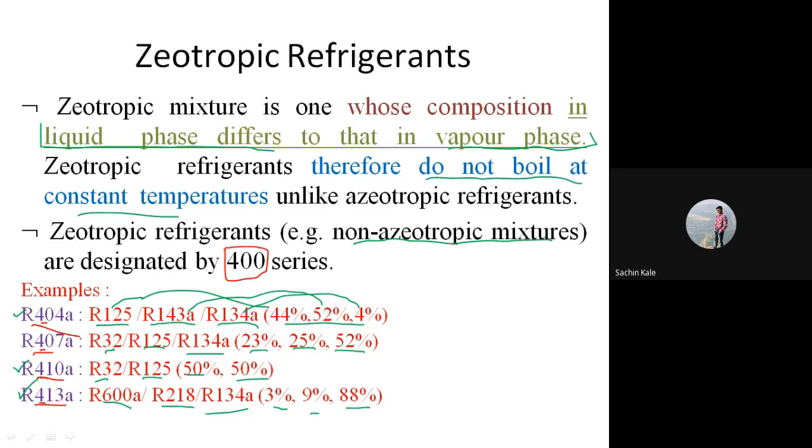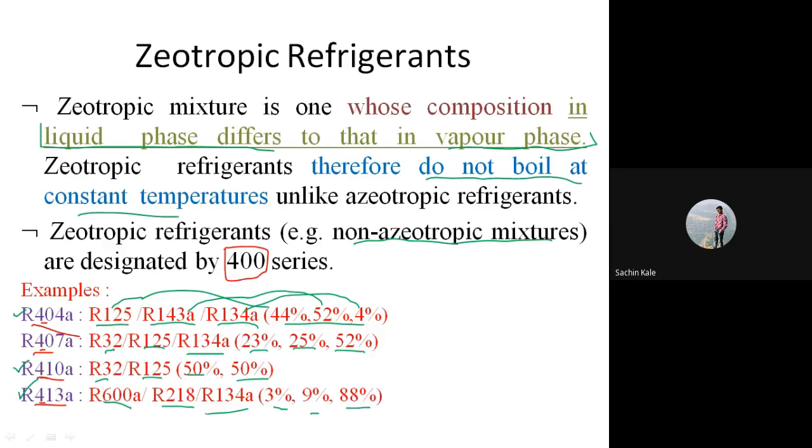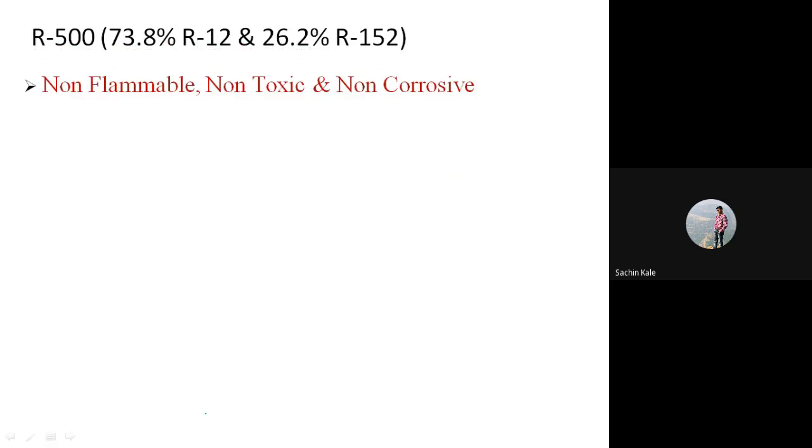Out of the azeotropic refrigerants, the most commonly used are R500 and R502. R500 is 73.8% of R12 and the remaining 26.2% of R152. The common properties of R500 are that it is non-flammable, non-toxic, and non-corrosive. R500 refrigerant is a replacement for R12 refrigerant.